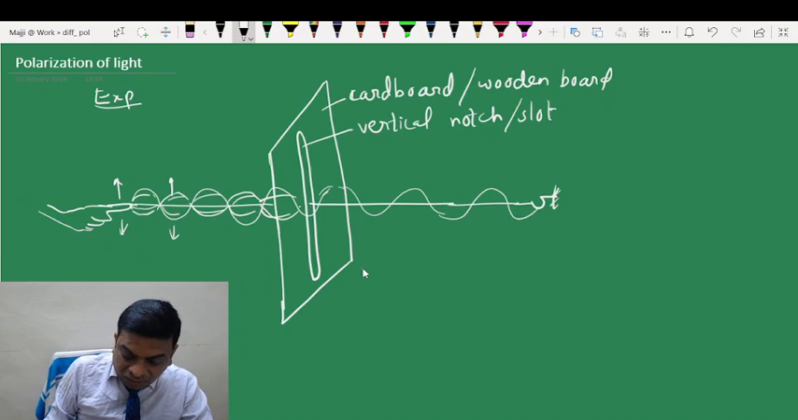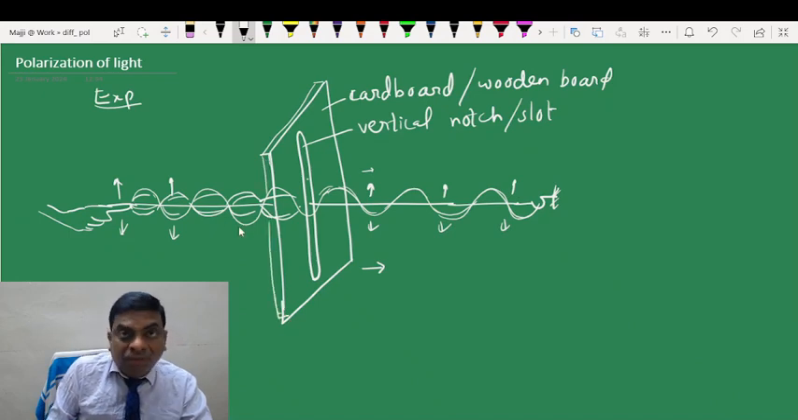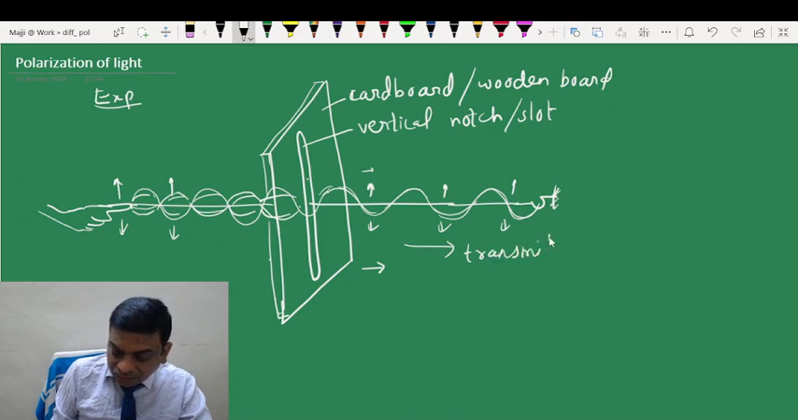But if you see to the right side of this notch, then you will find that only those vibrations or oscillations are allowed to come out of this notch which remain parallel to this notch. That is, only the vertical vibrations are able to come out, whereas all the rest of the vibrations are absorbed by this plywood or the cardboard, whatever it is. Only these vibrations which lie in the vertical plane are transmitted. These are transmitted vibrations.